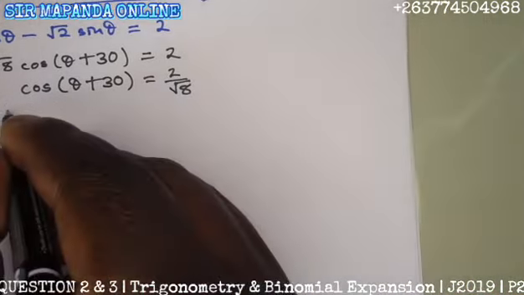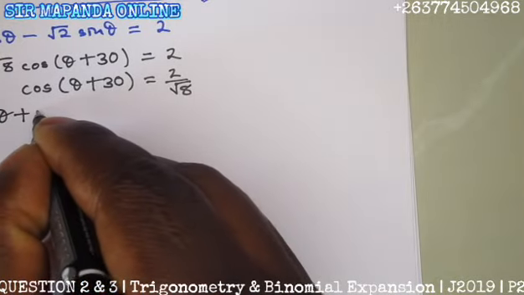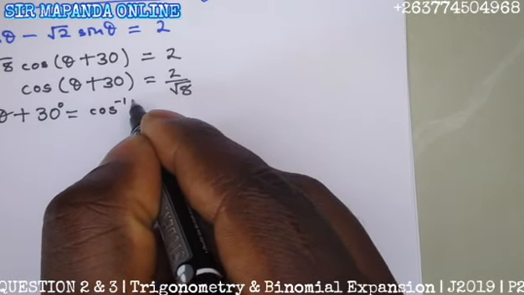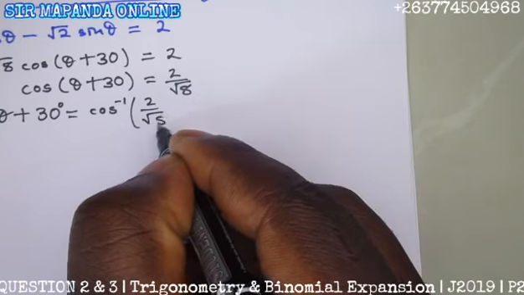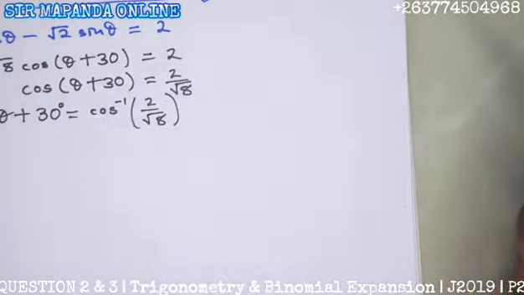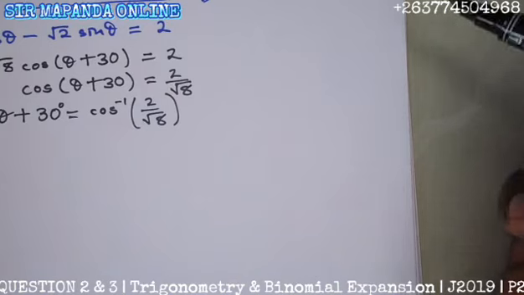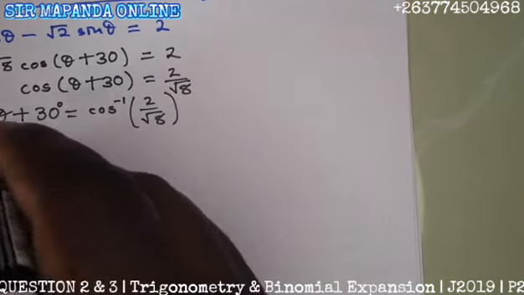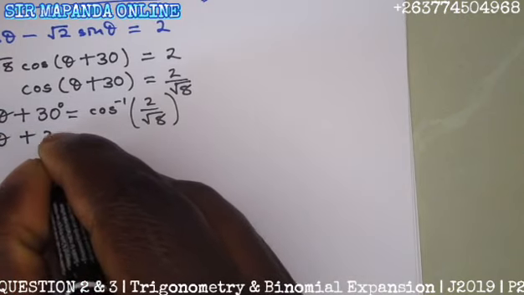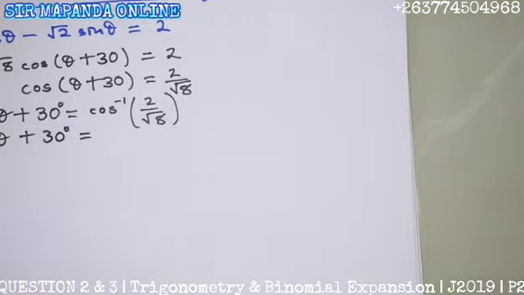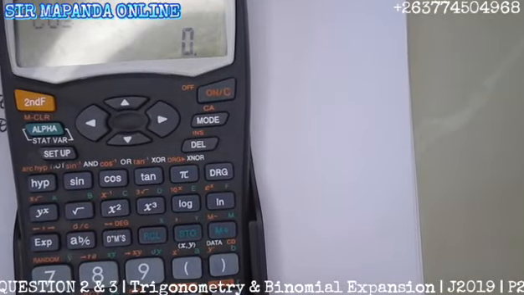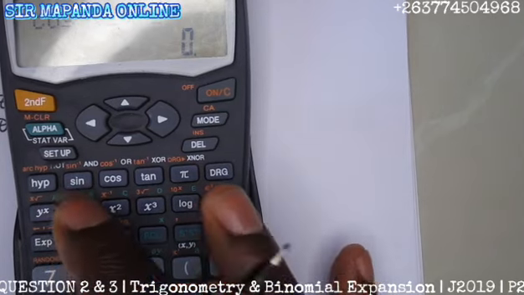Something like this. Then theta plus 30 degrees is equal to arc cos of 2 over root 8. To make this bracket the subject, you remove cos, but you write it as arc cos on the right side to get what we call the principal solution or the principal value. So you are saying theta plus 30 degrees is equal to, then you take your calculator, you punch second function, arc cos 2 divided by root 8.